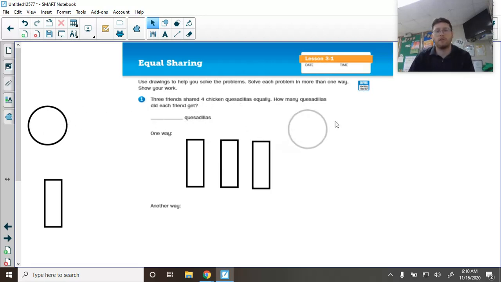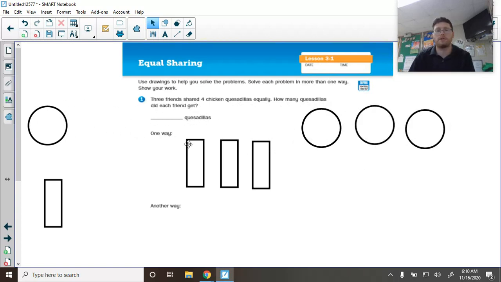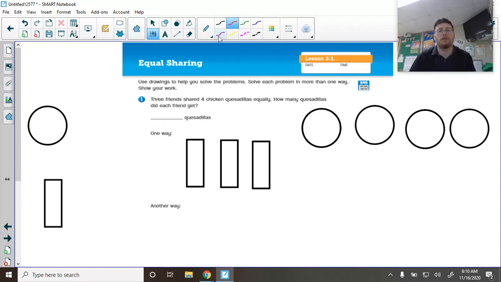Okay, so there's 1, there's 2, there's 3, and there's 4. All right. How many quesadillas did each friend get? All right. So we're going to do this. This is friend 1, this is friend 2, and this is friend 3.